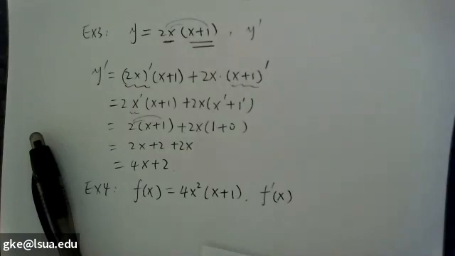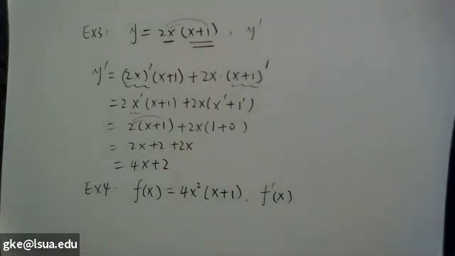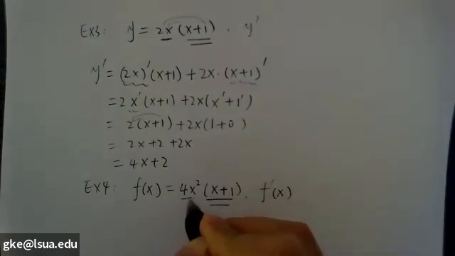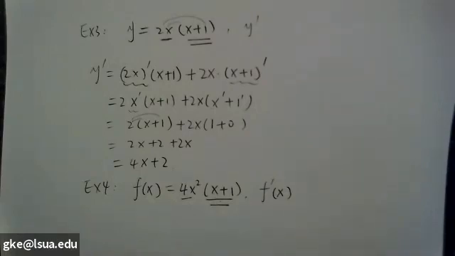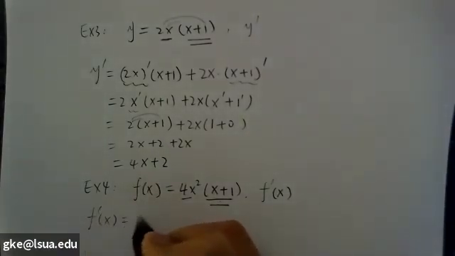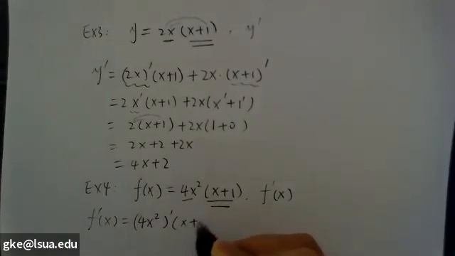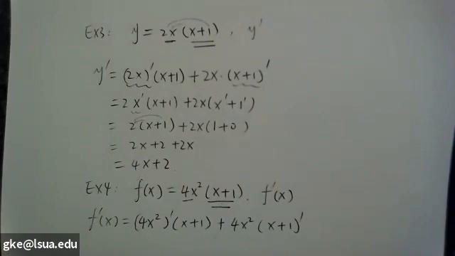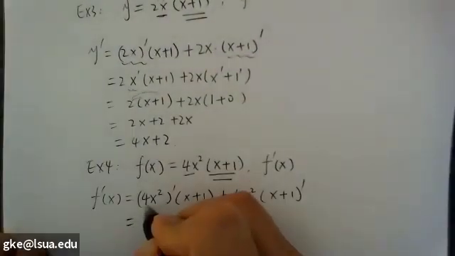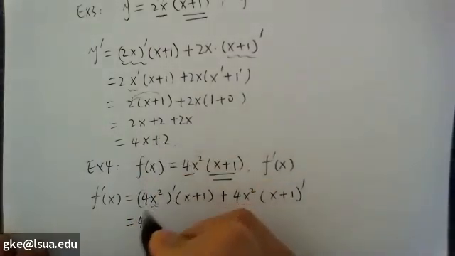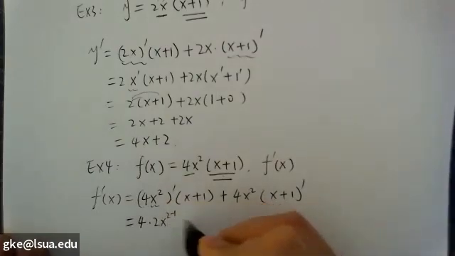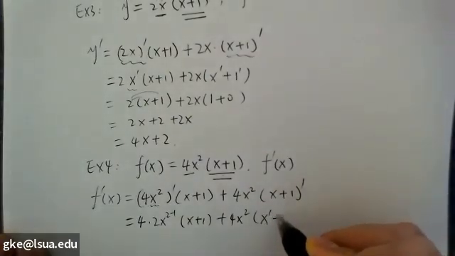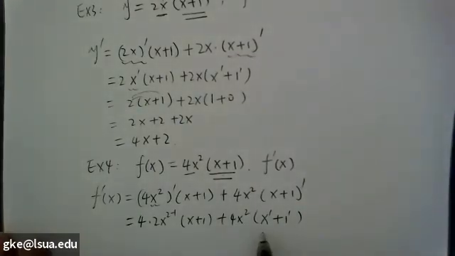Okay, now let me write down the answer for you. We treat this one as the first function and this one as the second function. So we have the derivative of the first function plus the derivative of the second function. For the first term, keep the constant the same and do the derivative of x squared. You're going to get 2x to the power of 2 minus 1. For the second term, you do the derivative of each term. That's the sum rule.